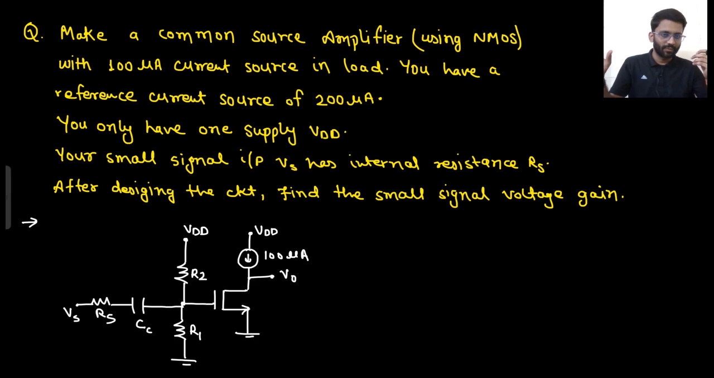I have to apply a small signal input as well. The small signal input has RS resistance. So VS, RS, then there is a coupling capacitor. So this is my design. This is not the final design because I have to make this 100 microampere current source as well. So now my next task would be what? What is my next task?